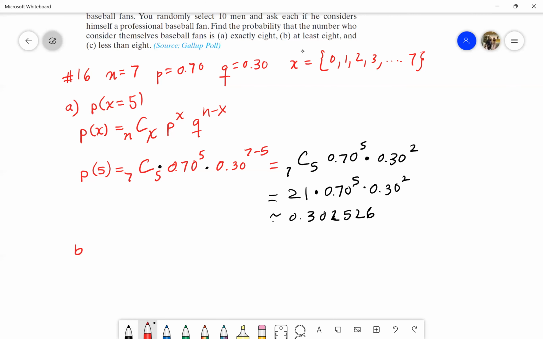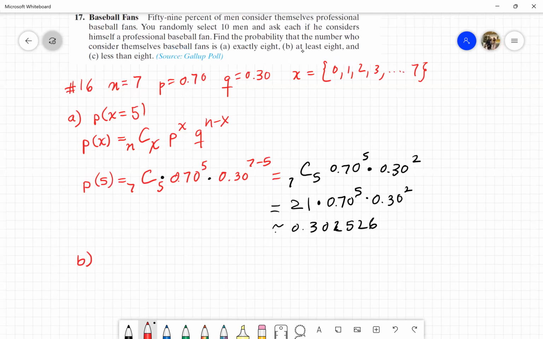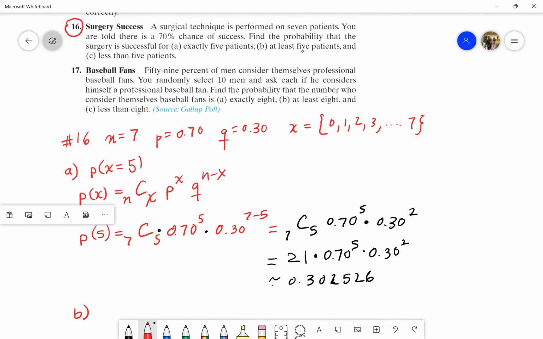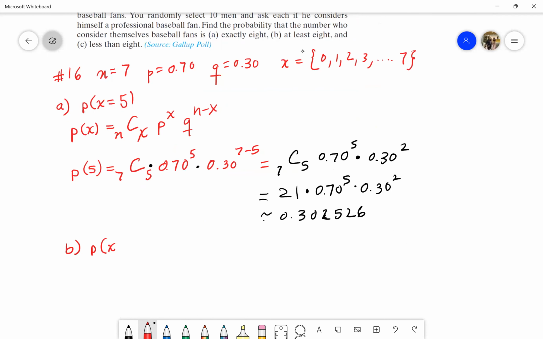Now, part B says at least 5 patients. So it's saying that the probability of X is at least 5, greater than or equal to 5. Oh, I put 20 instead of 21; somehow I ended up pressing a 20. Let me change it. So the answer is 0.317652. Sorry about that.